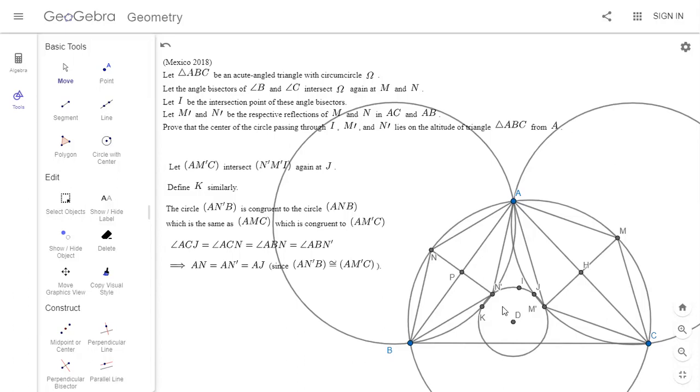How would we do that? Well, we could try to show that CJ and N are collinear. So we could show BN prime I and CM prime I are similar. Huh, I think you're right. So we could show BI over CI is equal to BN over CM. Is that right?